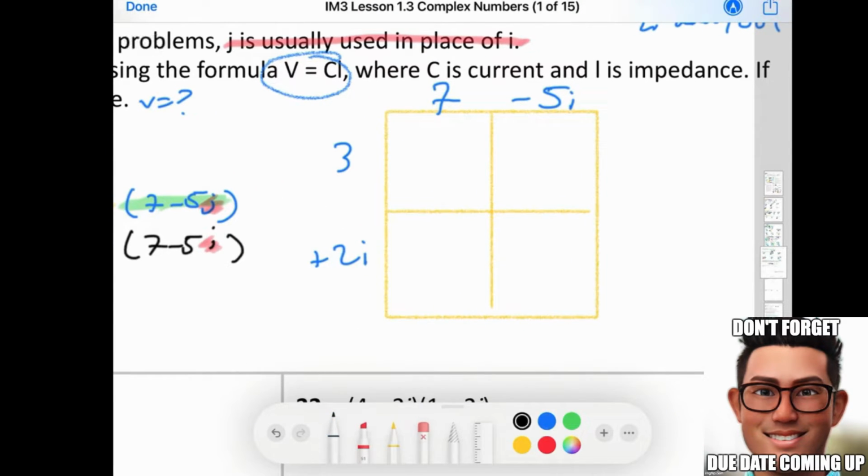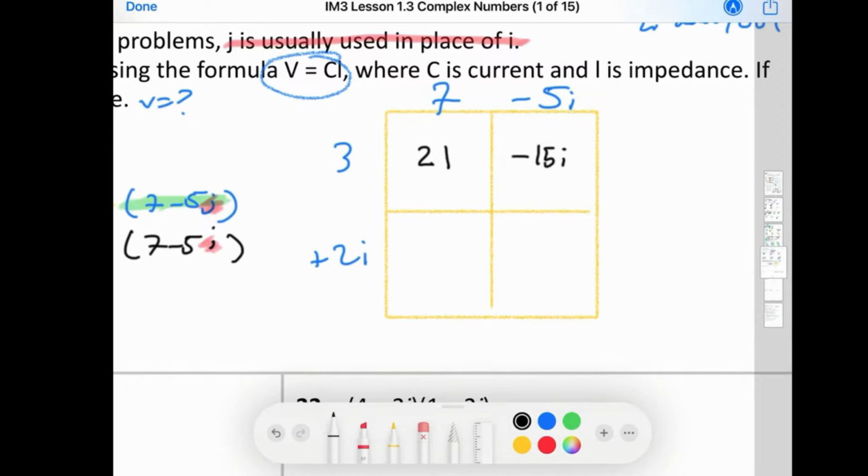All right. 3 times 7 is 21, and 3 times negative 5i is negative 15i. 7 times 2i is 14i. Okay, pay attention to this one. 2i times negative 5i is negative 10i squared.